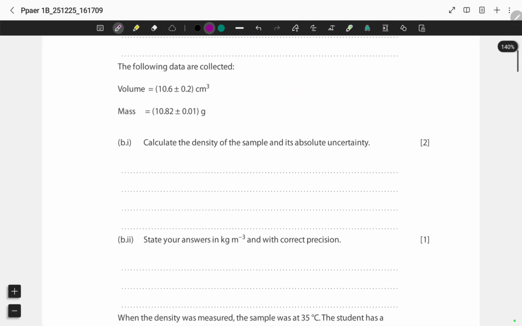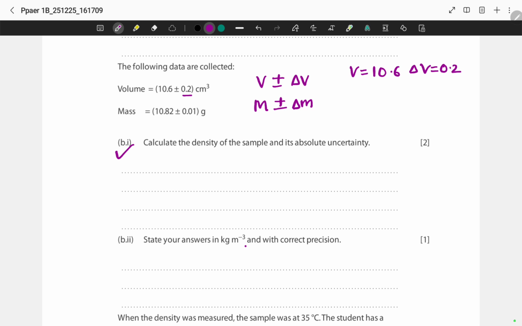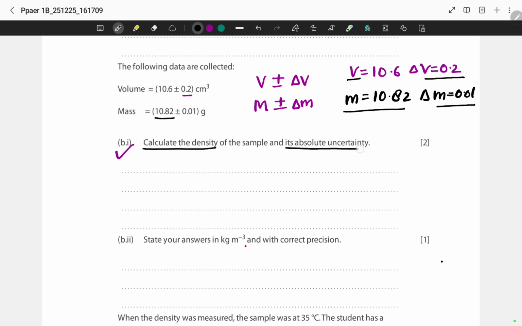In the second part, they have given the value of volume and mass, and they want us to calculate the density of the sample and its absolute uncertainty. Volume is given with its absolute uncertainty, so V plus minus delta V is given, and M plus minus delta M is given, where V is 10.6 and delta V is 0.2. Similarly, M is 10.82 and delta M is 0.01. So we are supposed to calculate the density and its absolute uncertainty.